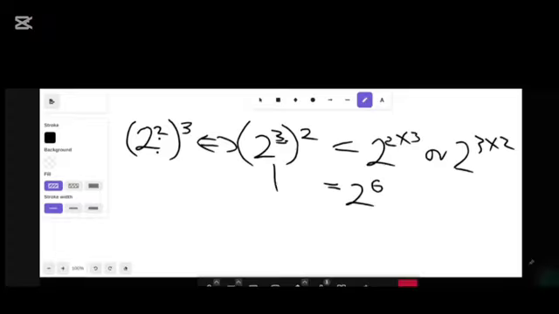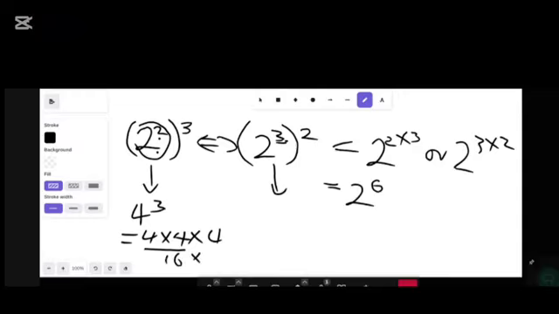So you can see, let me show you that they are the same. 2 to the power 2 here means 4, then raised to power 3. And what is the meaning of 4 raised to power 3? It means 4 by 4 by 4. 4 by 4 is 16. 16 by another 4 is 64.